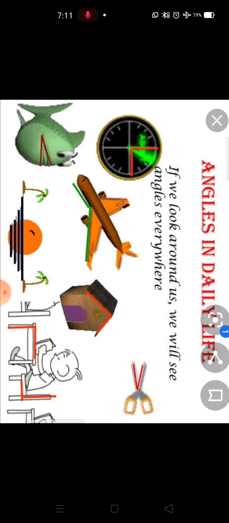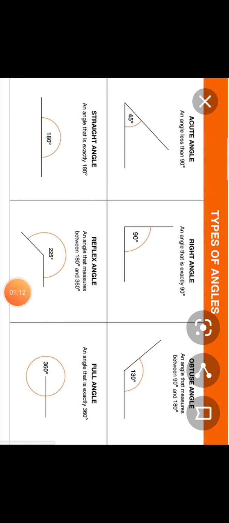So let us start the types of angle now. Types of angles. Acute angle, which is less than 90 degree. So this is the figure of acute angle. Next is right angle. Right angle is exactly 90 degree. Obtuse angle, an angle that measures between 90 and 180, that is called obtuse angle. Straight angle, an angle that is exactly 180 degree.